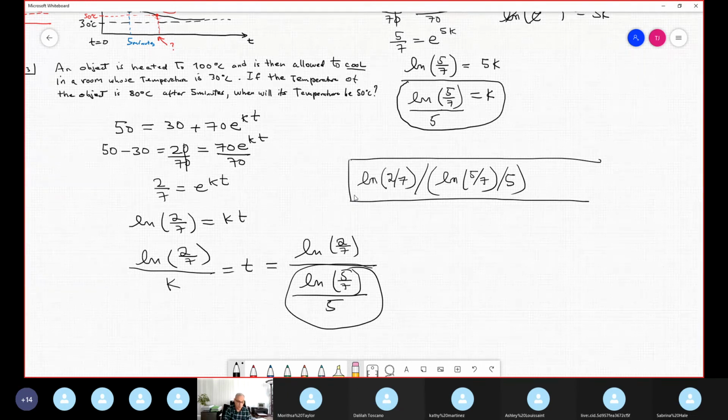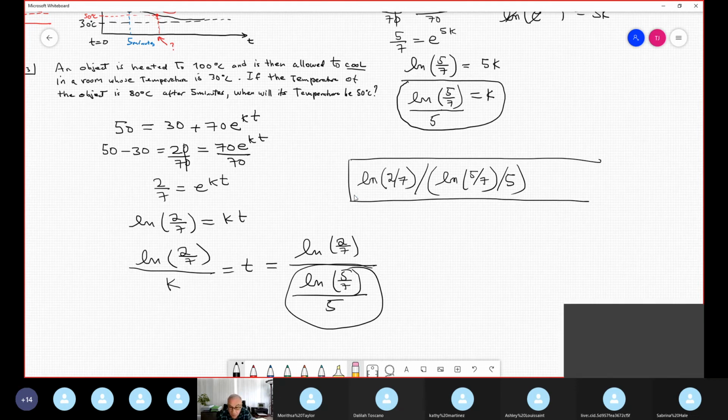Natural logarithm of 2/7, division, open parenthesis, another logarithm, 5/7, close the parenthesis, sorry, division 5, and close the last parenthesis. Bam, I get the answer. Press enter, and you get the answer.